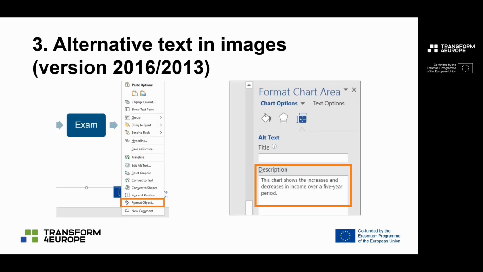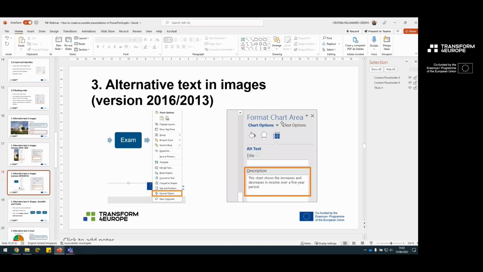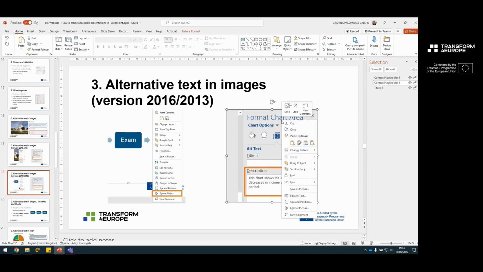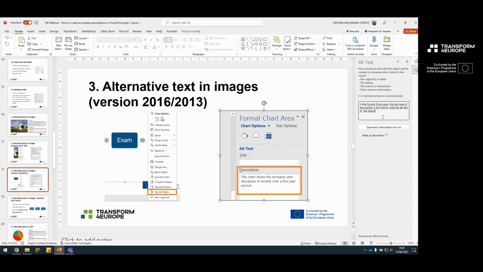For older versions, such as 2016 or 2013, the option menu is Format Object, and then you should look for the alt text section. If you have this version, you must fill the description box which corresponds to the alt text. I have the latest version, so if I right-click on the image, I can select the Edit Alt Text option, and finally write the description in the text area.